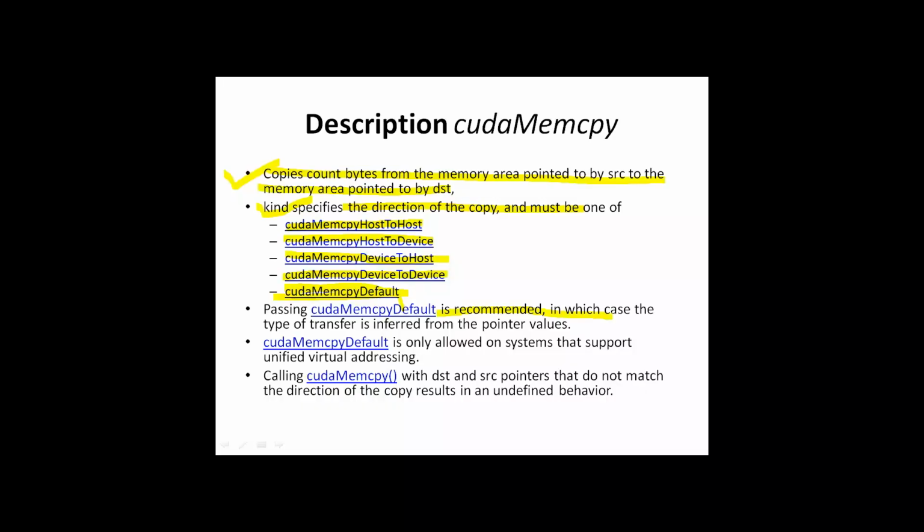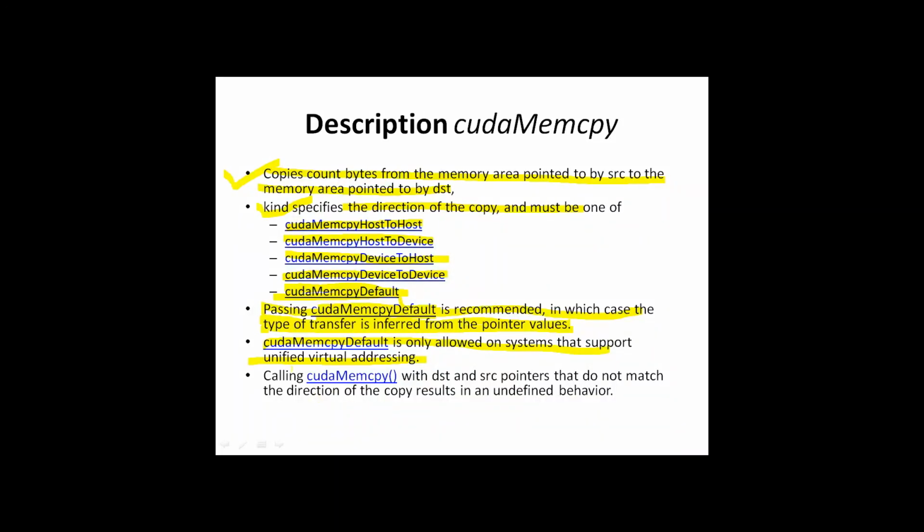Default is recommended, in which case the type of transfer will be inferred from the pointer values. If the pointer is pointing to device memory or to the source memory, from that it will make the decision whether the transfer has to be from device to host or host to device, based upon the pointer types. cudaMemcpyDefault is only allowed on systems that support unified virtual addressing.